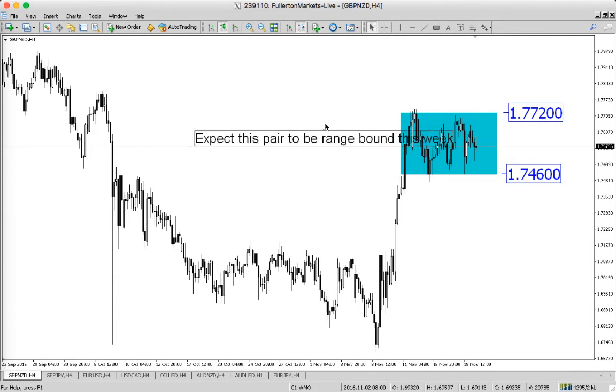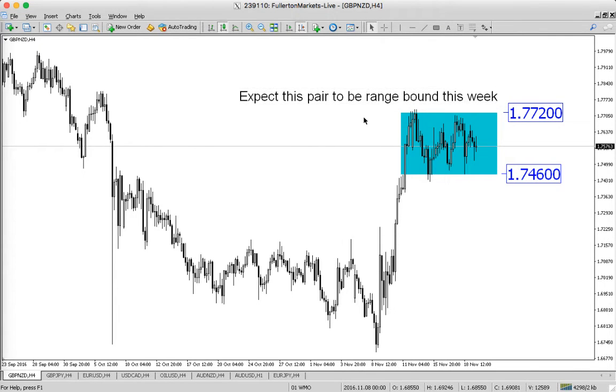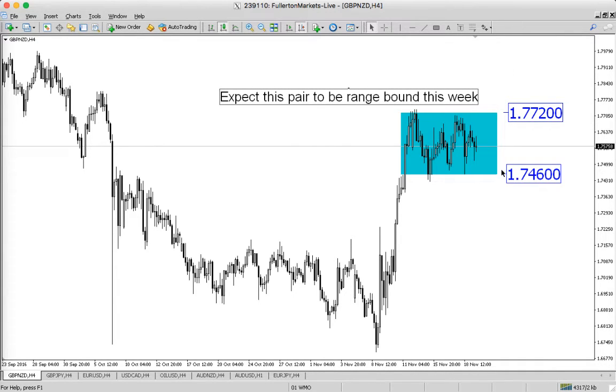Unless there is a big surprise in the UK second estimate of GDP. Usually there's no big surprise on the second estimate. But of course if there is, then a breakout is possible. If it's a good GDP, of course price will head upwards. If a bad one, then it will head downwards.